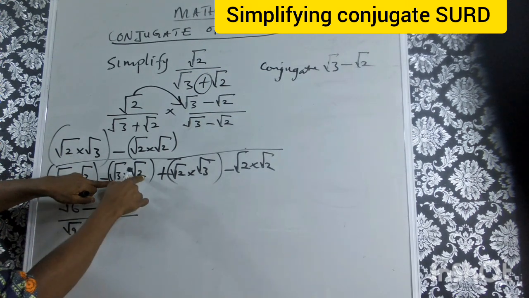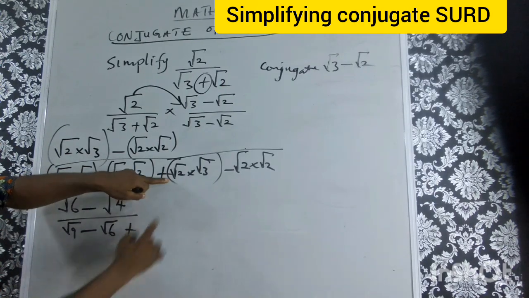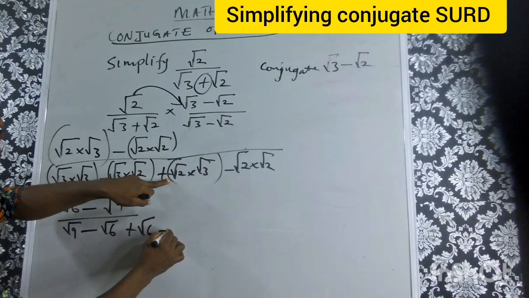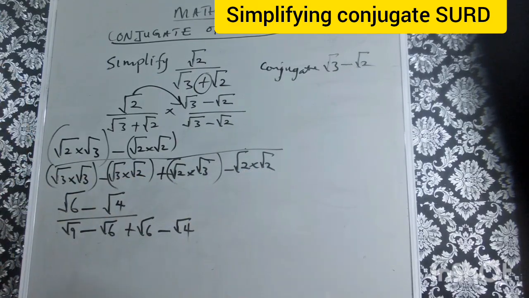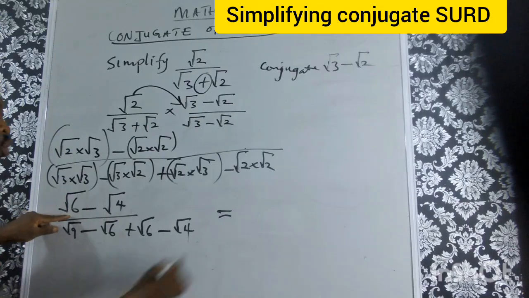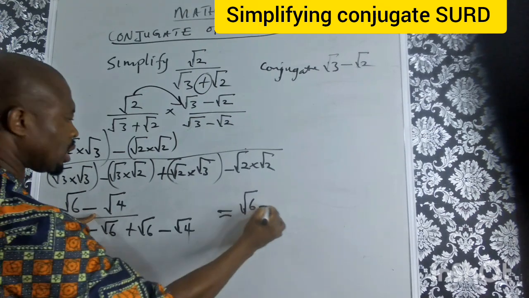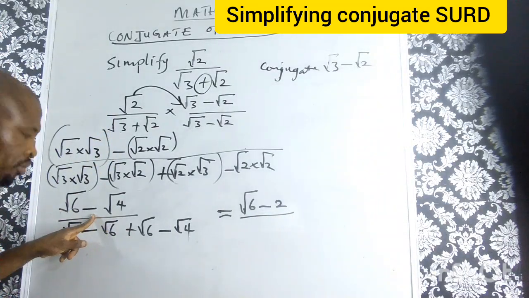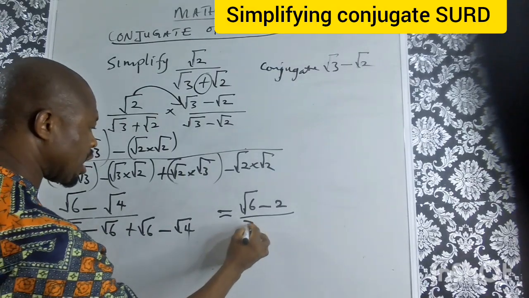Minus root 3 times 2 will give us square root of 6. Plus root 2 times root 3 will give us root 6. Minus, drop this minus, root 2 times root 2 will give us square root of 4. And of course, something is common here. We can now have root 6. You bring root 6 because we cannot reduce it any more. Minus square root of 4 is 2 all over square root of 9. You know, 9 is a perfect square. Square root of 9 is 3.